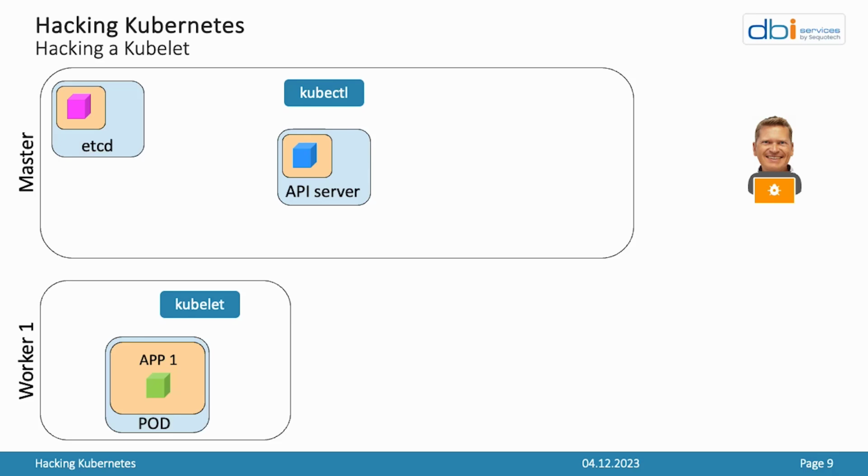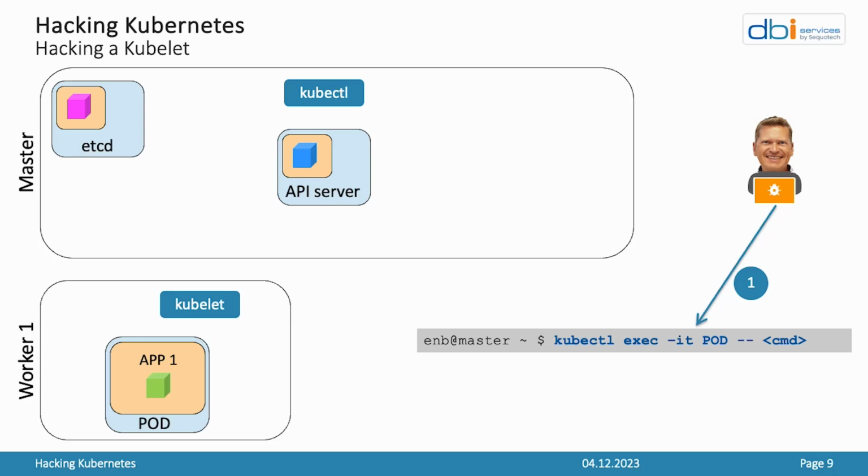So let's start with our first example about hacking a kubelet. That's me. I'm a Kubernetes administrator and I would like to interact with this cluster. I am connected to the master node and I'm going to use the kubectl binary to jump into a pod. So I run my command and I reach the API server, which is the central component that checks the syntax and validates all the commands I send to the cluster.